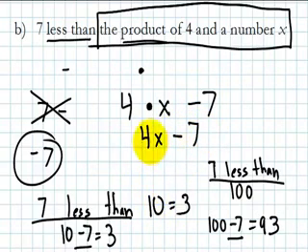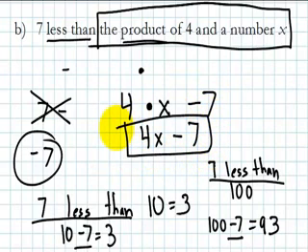And 4x minus 7 is the 7 less than the product of 4 and a number x. So be careful here when you have a subtraction. Order is important, and it's important to figure out, is it minus something or is it something minus?